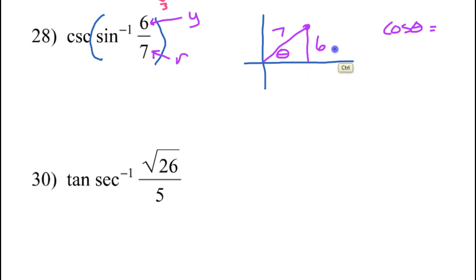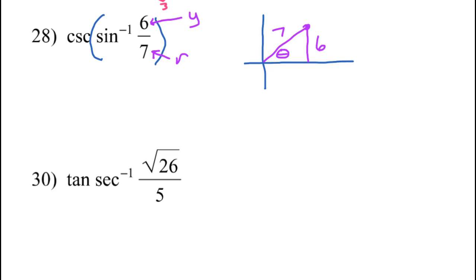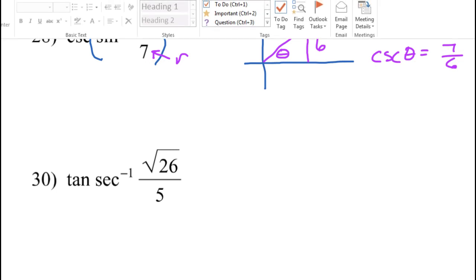So, since the sine of this angle is 6 over 7, and cosecant is the reciprocal of sine, then the cosecant of the angle should be 7 over 6. So even though I don't know what the angle is, I know the cosecant is going to be the reciprocal. So that's why the answer is going to be 7 over 6.